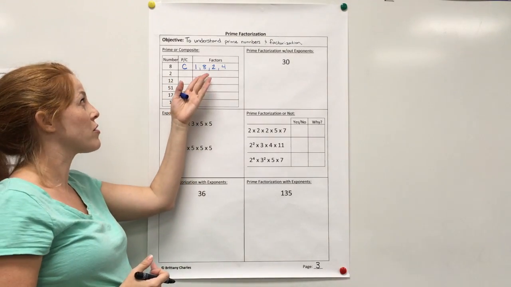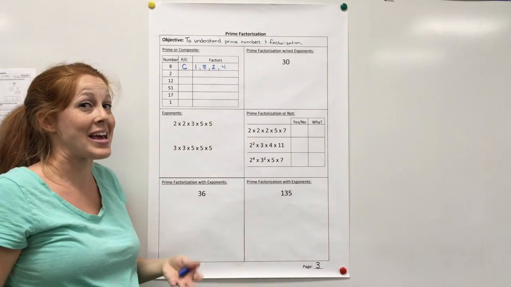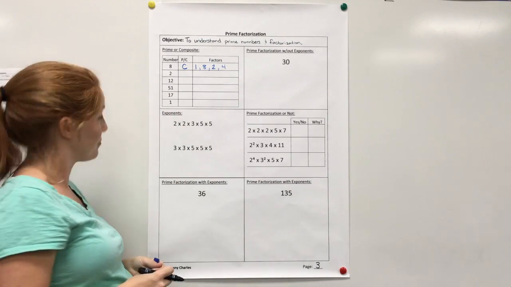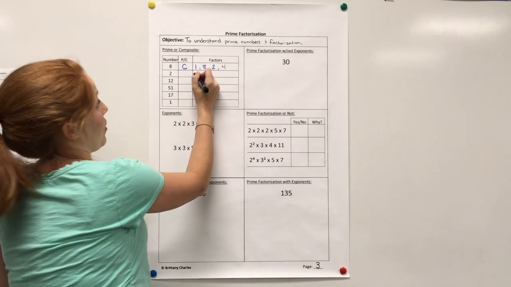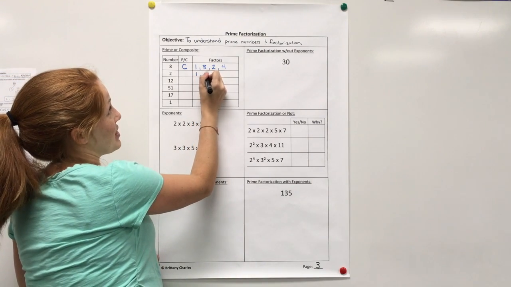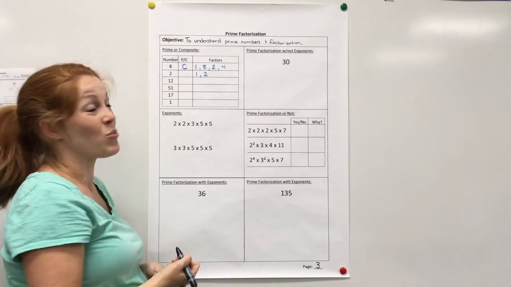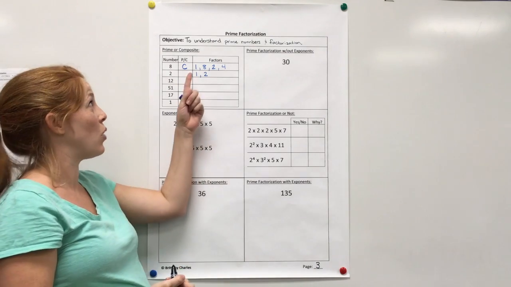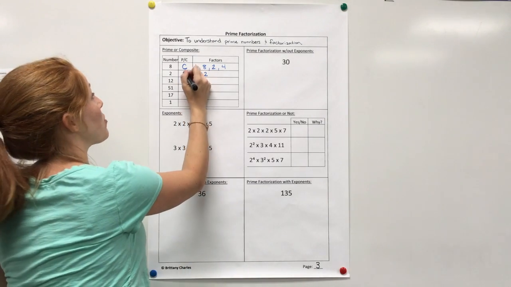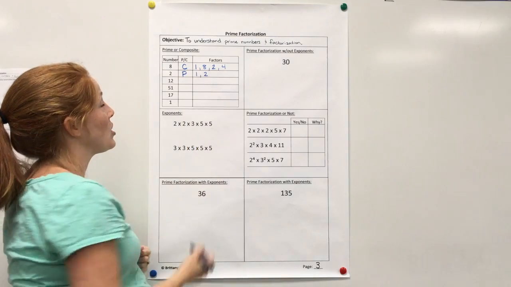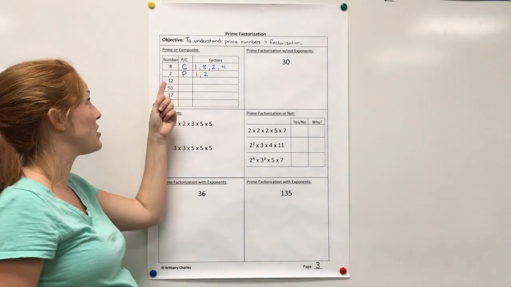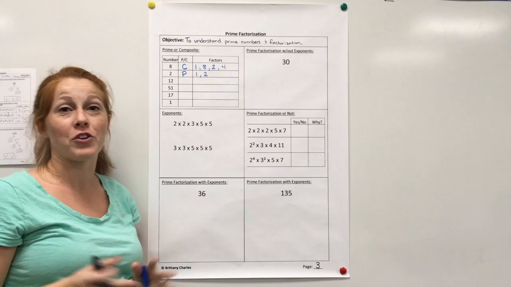First, think about what the factors of 2 are. What can I multiply to get 2 as my answer? Well, the only thing I can multiply is 1 times 2. That has exactly 2 factors, 1 and itself, so that would be prime. Go ahead and take a few minutes to answer the rest of these. Feel free to pause the video.